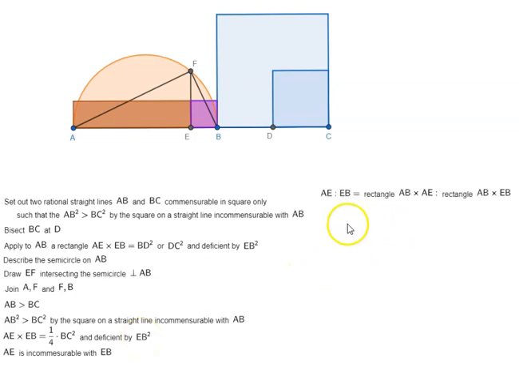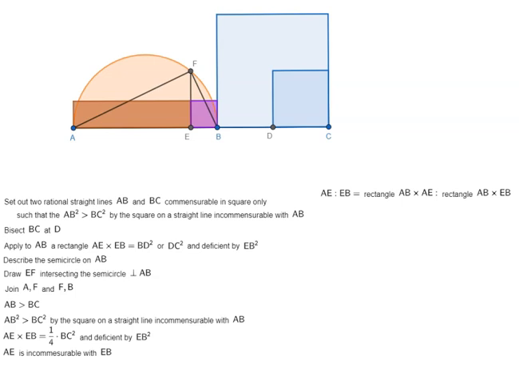And now we can set up this proportion. AE is to EB is equal to rectangle AB by AE is to rectangle AB by EB. Looking at this itself, you can make out that AE is to EB because EB measures this rectangle AB a number of times, and AE measures this rectangle AB a number of times. That means AE is to EB. Anyhow.